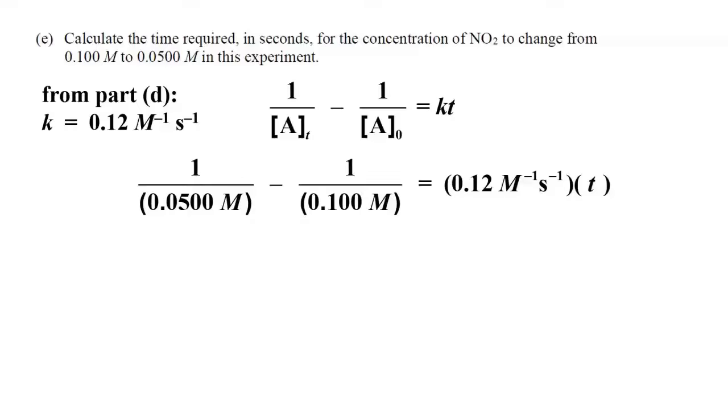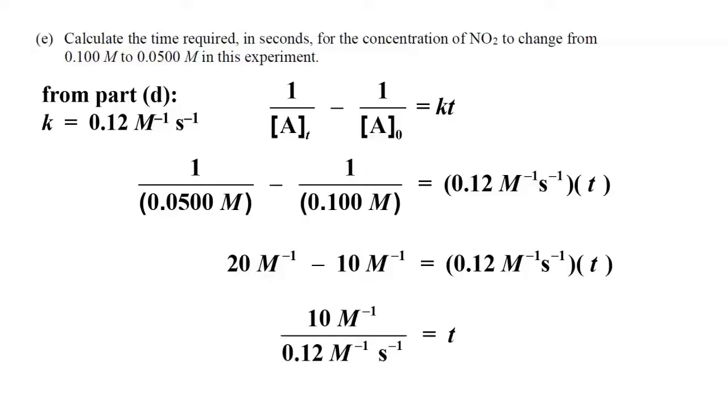So now I'm going to do the math. 1 divided by 0.05 is 20. 1 divided by 0.1 is 10. And again, I'm just going to do that particular calculation to solve for t. And when I do this, I get a value of time of 83.3 seconds.